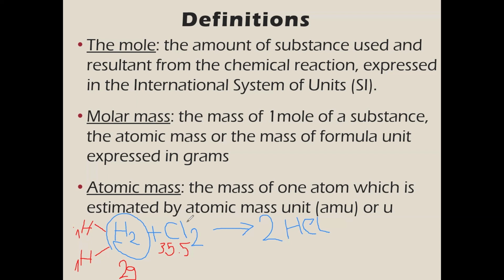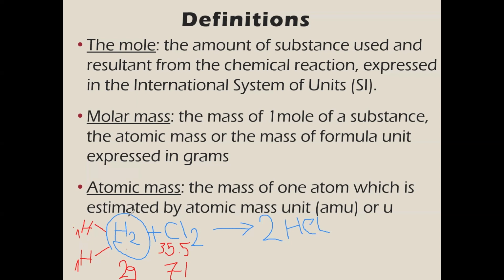So 2 Cl atoms, the molar mass or the molecular mass is 35.5 times 2, which is 71. This equation means that every 2 grams of hydrogen reacts with 71 grams of chlorine atoms. Remember, this is the mass of the atom. To give at the end these grams of HCl.